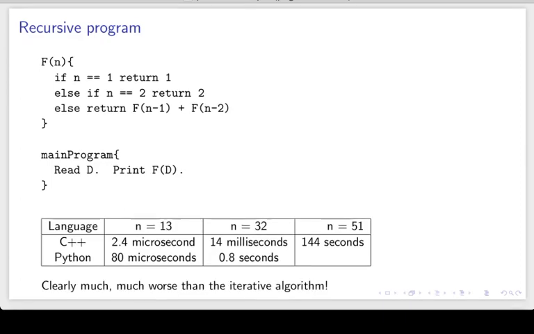One thing that we need to observe is that this is much worse than the iterative algorithm. If we are in the business of designing good algorithms, we have an interesting case now. We have two algorithms, and one of them is much faster. The slower algorithm we don't want to design, the faster algorithm we want to design. And we also want to understand why this is slower.